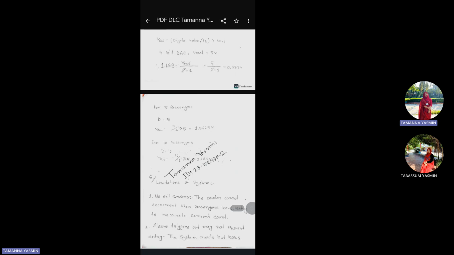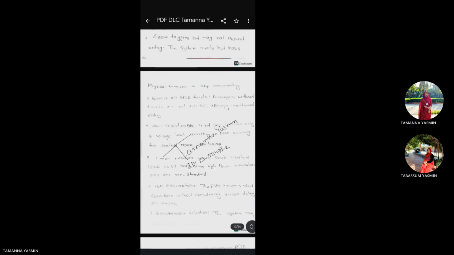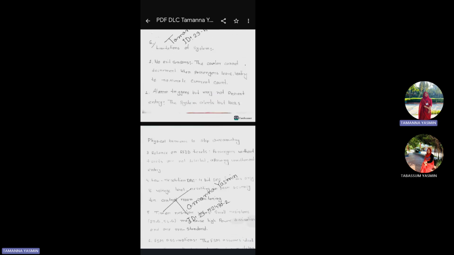And for question 6, limitations of the system. Finally, while the system is functionally sound, it has several significant limitations from a real-world engineering perspective. First, it lacks a mechanism for counting people exiting the platform. The counter only increments, so after 10 people enter, the gate would never open again even if everyone leaves. Second, it relies on perfect RFID reads. In reality, signals can be blocked or missed, leading to incorrect counts.